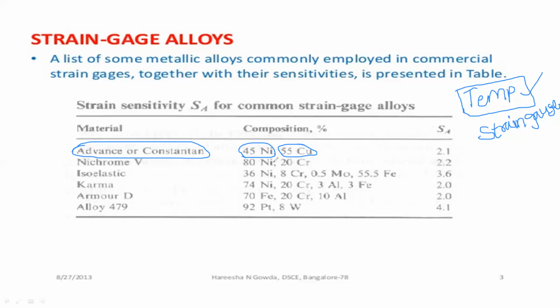And next one, nichrome V. In nichrome V, I am taking 80% nickel and 20% chromium. And next one, isoelastic.